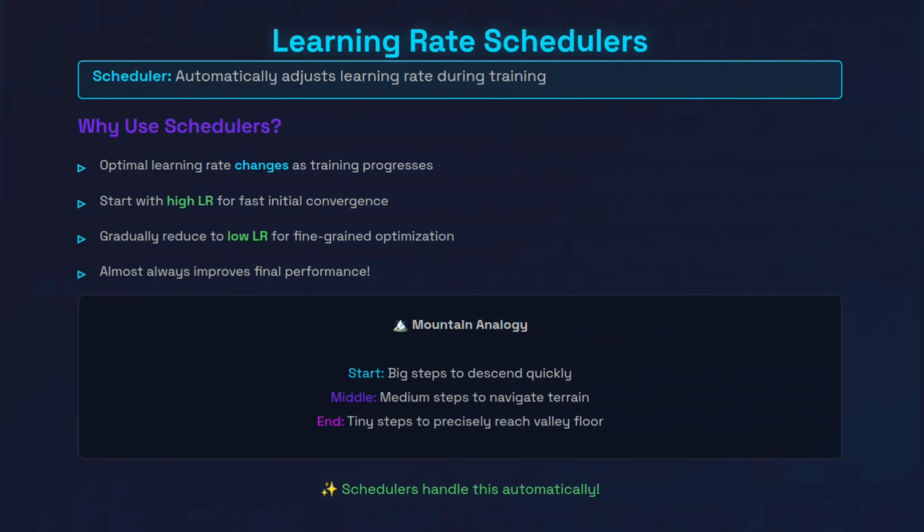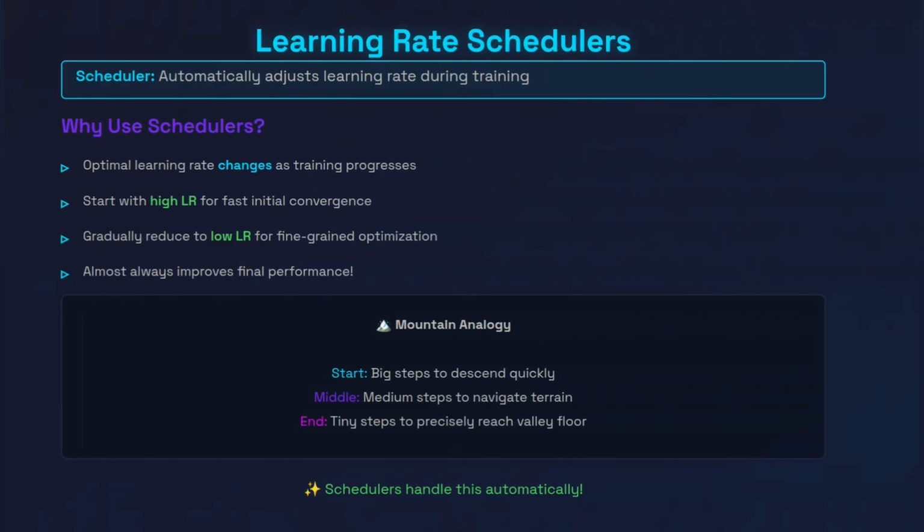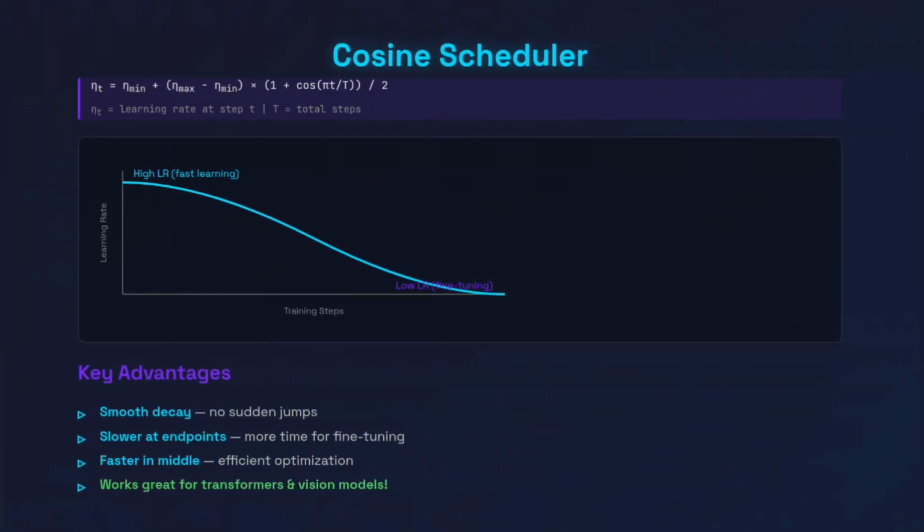Schedulers help you start with a high learning rate for fast initial convergence, then gradually reduce it for fine-grained optimization near the end. This almost always improves final model performance. The cosine scheduler is one of the most popular and effective schedulers, especially for transformers. It follows a cosine curve, smoothly decreasing the learning rate from your initial value down to nearly 0 by the end of training. The formula looks like this, and don't worry, libraries like PyTorch implement this for you.